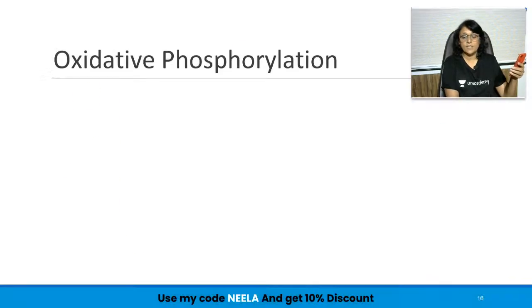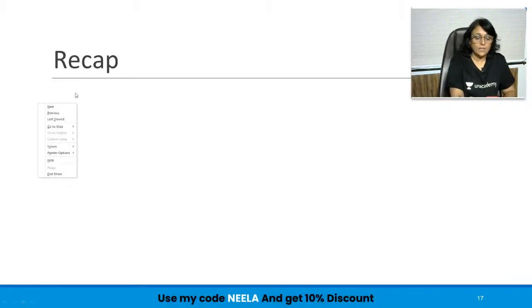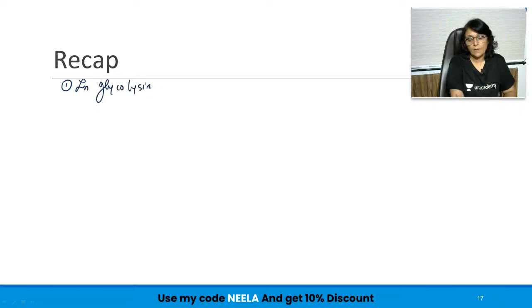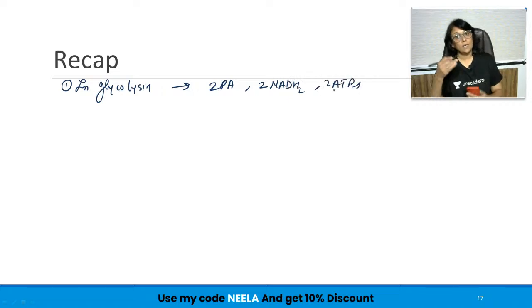Okay, so if this is clear, then let us have a quick recap of what has happened so far. Up till now, in glycolysis, we got 2 molecules of pyruvic acid, we got 2 NADH2 and 2 ATPs. In investment phase we took 2 ATP and then we gave it back. So finally we got 2 left.